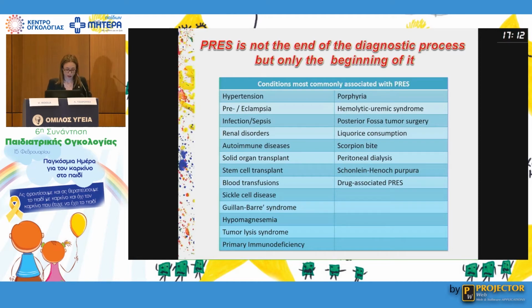Interestingly, I learned about hypomagnesemia. In our practice, we can find PRES associated to tumor lysis syndrome, but also to posterior fossa tumor surgery, till the most bizarre, strange etiologies like licorice consumption and scorpion bite, which I didn't know. And a big chapter is the drug-associated PRES.